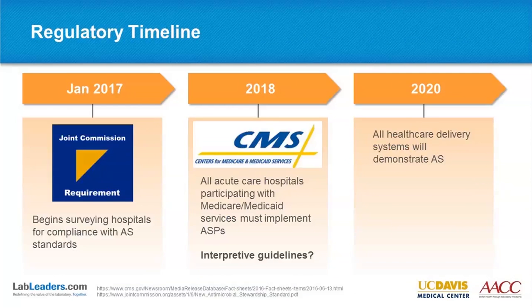Joint Commission took it a step further. They began surveying hospitals in January 2017 for compliance with antimicrobial stewardship standards. In 2018, all acute care hospitals per CMS that are participating in Medicare and Medicaid services must implement these ASPs, or antimicrobial stewardship programs, and have released interpretive guidelines, which we'll talk about. By 2020, it's envisioned that all healthcare delivery systems will demonstrate antimicrobial stewardship. It's no longer the Wild West where everyone has a chance to just give whatever they want for antibiotics.